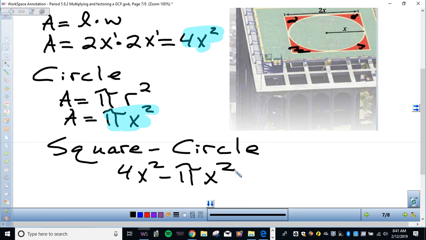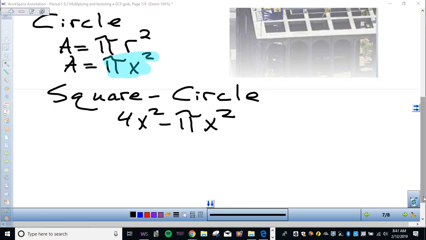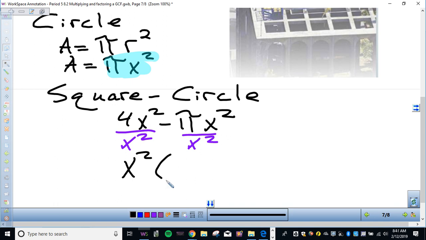The x squared. Good. So I can divide out that x squared. So I get x squared. What's left in that first term? 4. And the second one? Pi. Just pi. Okay? So that's it?